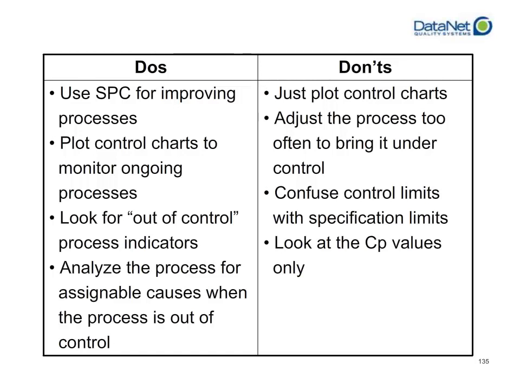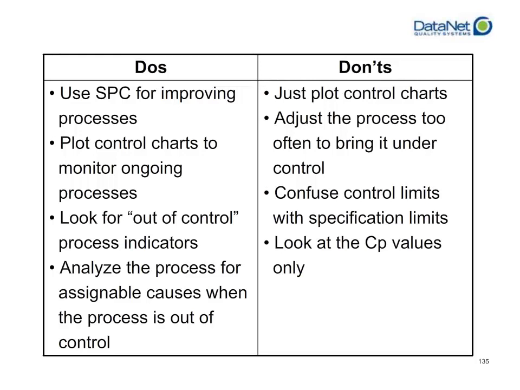Things you do not want to do: you do not want to just plot control charts. You do not want to adjust your process when you don't need to bring it under control. Otherwise, you become the source of variation. The process would actually behave better if you had left it alone than trying to adjust it while the process is in statistical control.